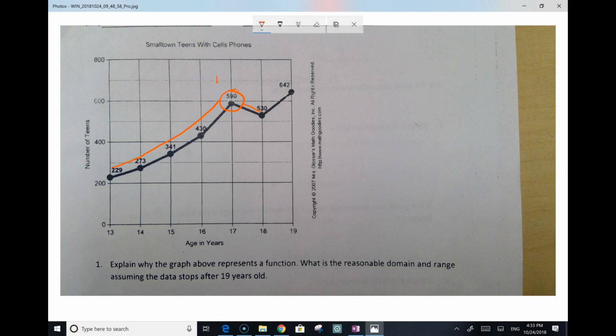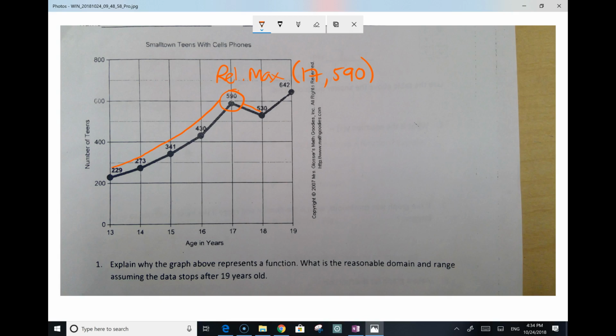It is the place that is not as high as the absolute maximum, which would be 642, but it is also a high point. And not only that, it's a point where the direction of the graph changes from increasing to decreasing. Okay, so this relative max would be at 17, 590. And what this means is that there are 590 teenagers age 17 who own cell phones in this small town.